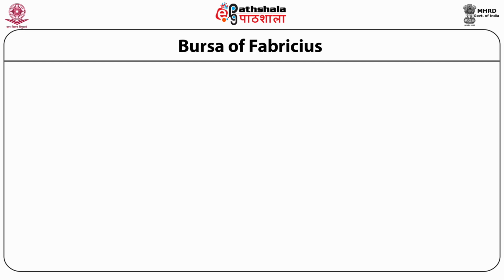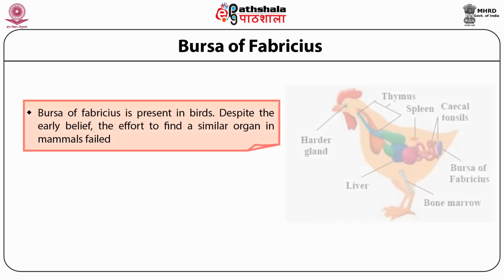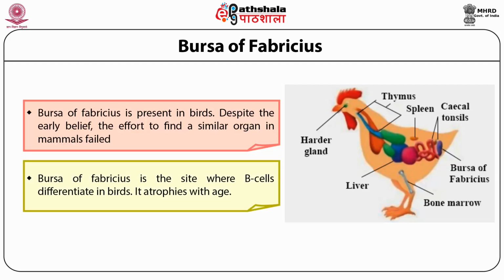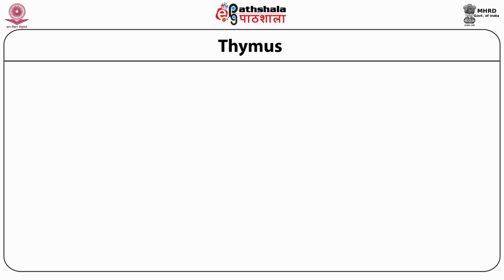Bursa fabricius is present at the common exit of the intestinal and genitourinary tract in birds. It has been shown that bursectomy of young chickens affects antibody synthesis. Bursa fabricius is the site where B cells differentiate in birds. It atrophies with age. Let us look at the thymus.